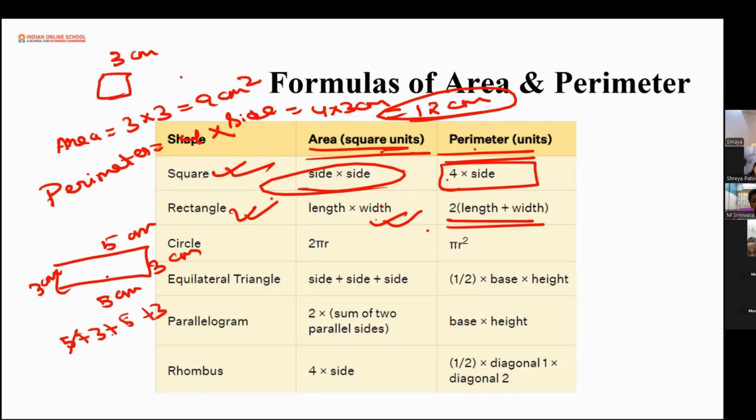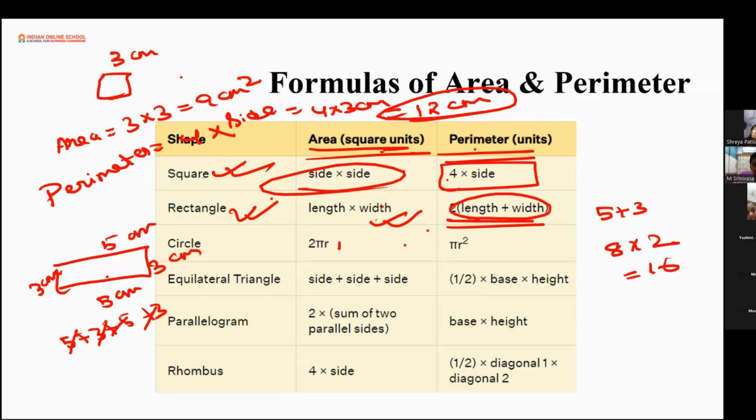Ultimately, 5 is adding 2 times and 3 is adding 2 times, na? So instead of adding it 2 times, I'm simply adding it 1 time. That means 5 plus 3, 1 time, that's 8. And making it double because it's 2 times to be added. So 16. Got it, everyone? Yes, ma'am.